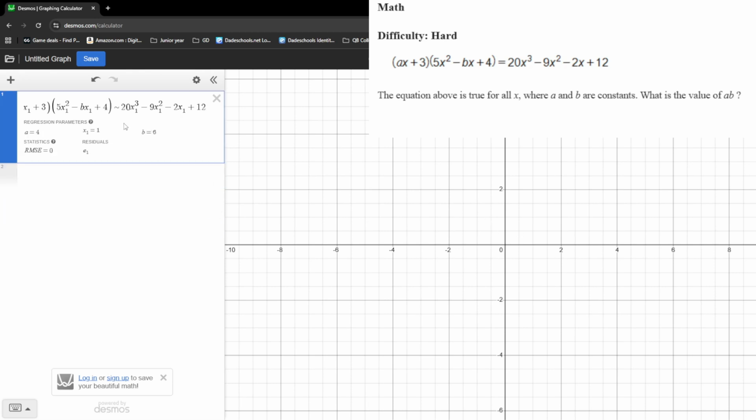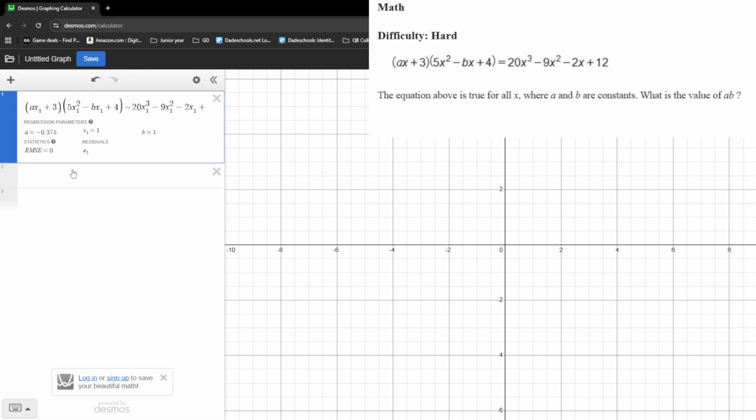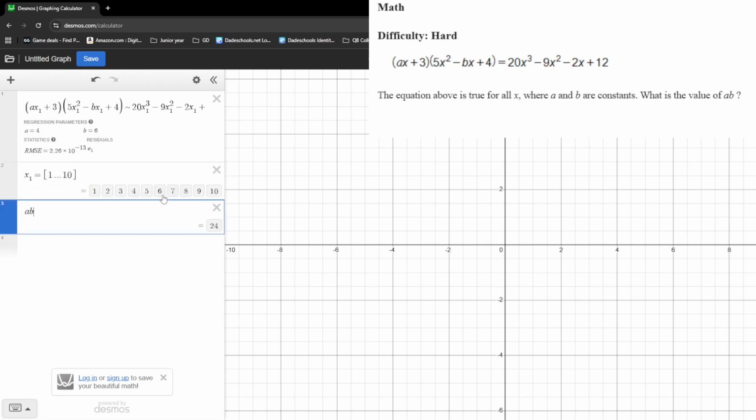Now, really quickly, let me show you what would happen if you hadn't put the x1. Here's what would happen. x may not be used as a regression parameter. Try using a different variable name. This is telling you that x is for functions. When you want to graph functions, when you want to test values for x, it's a variable. x1 is assumed to be a constant, and we assume it to be a constant that's any number. That's why we did our brackets earlier. So you have to put the x1, and you have to put the x1 equals 1 dot dot dot 10. That's to get the proper answer for these equivalent expressions problems.